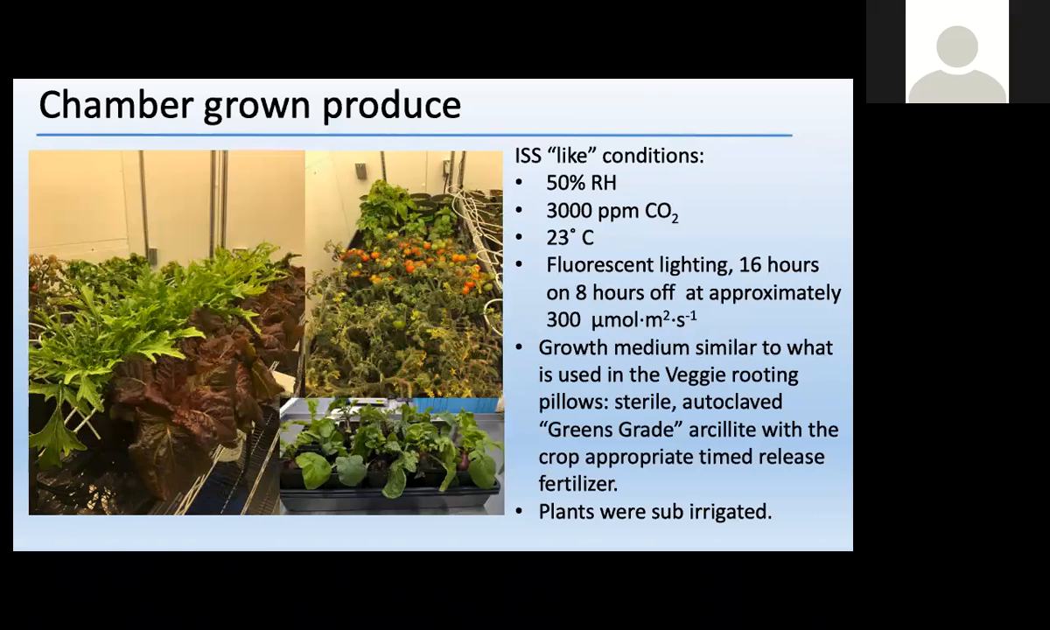So again, these were grown under ISS-like conditions, which is 50% relative humidity, higher CO2, 3,000 ppm CO2. These are kind of in the range of where the conditions are on ISS. 23 degrees C, the lighting intensity is about 300 micromoles per meter squared per second, and then we use a growth medium similar to what is used in the Veggie pillows or ponds, which is the rooting container. It's a clay material. We autoclave it, and it has a crop-appropriate time-release fertilizer. The plants are sub-irrigated with deionized water.